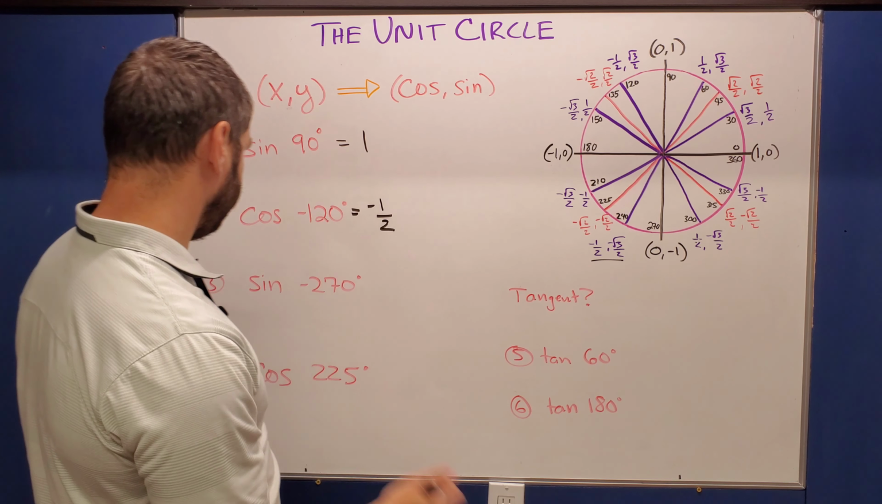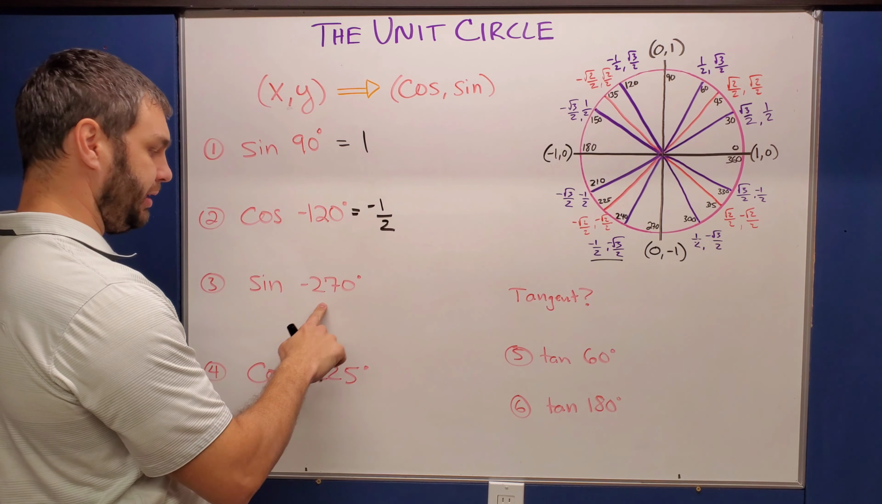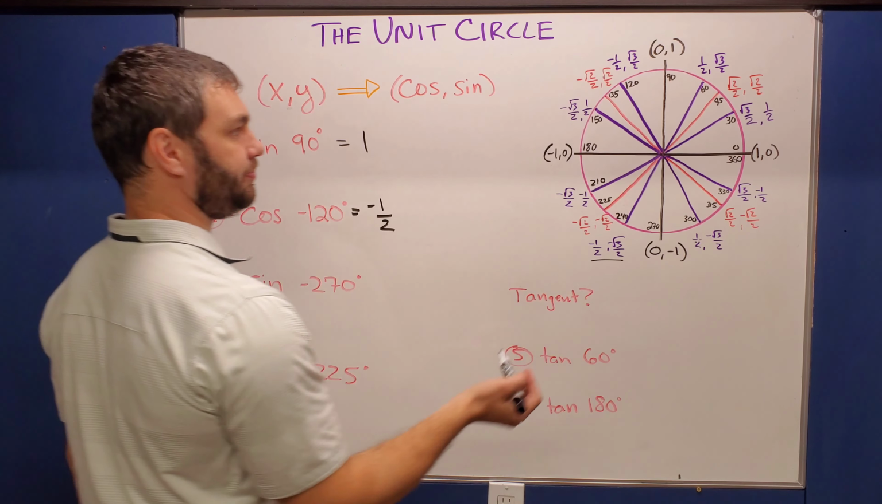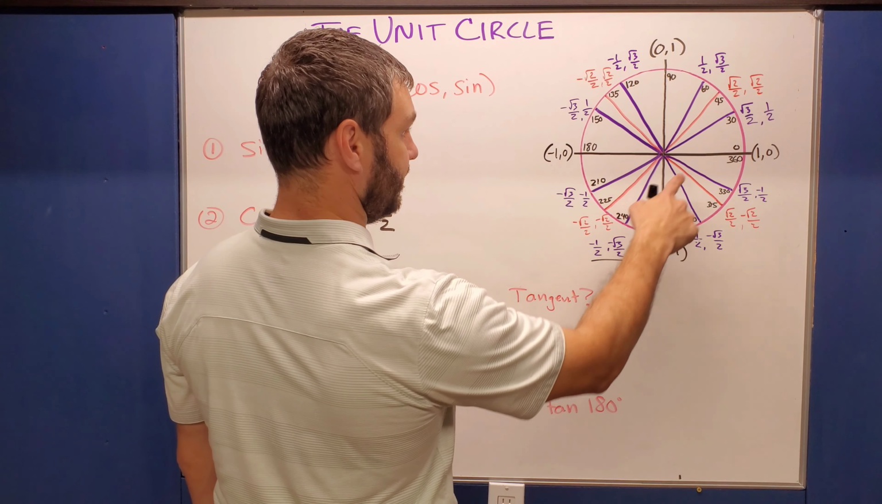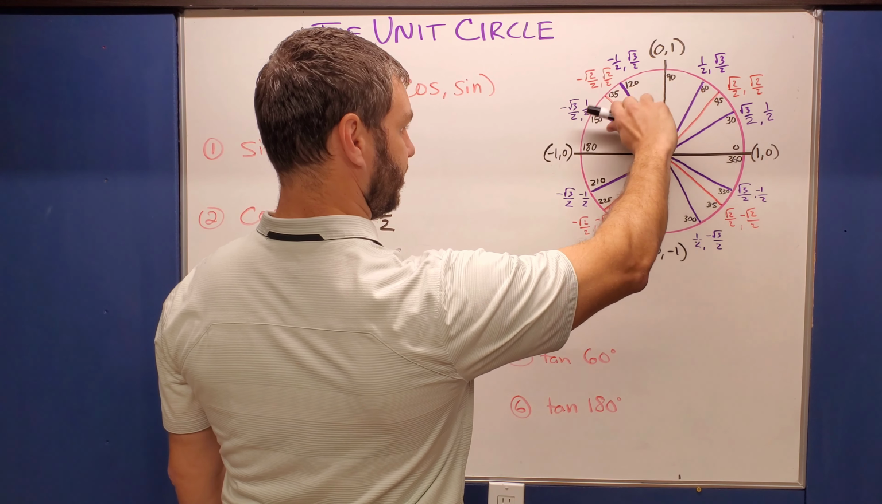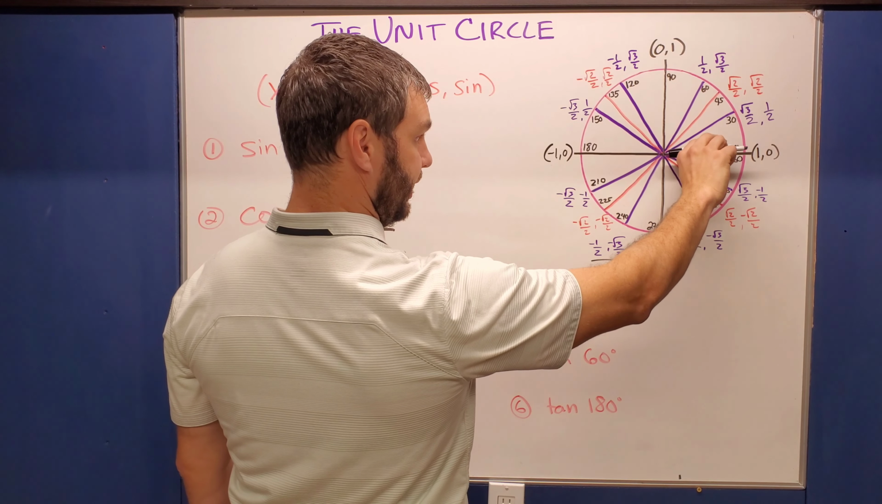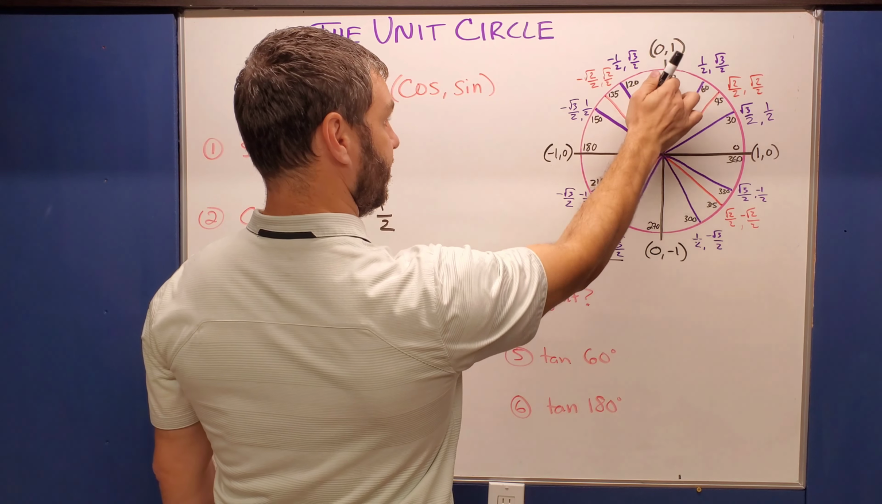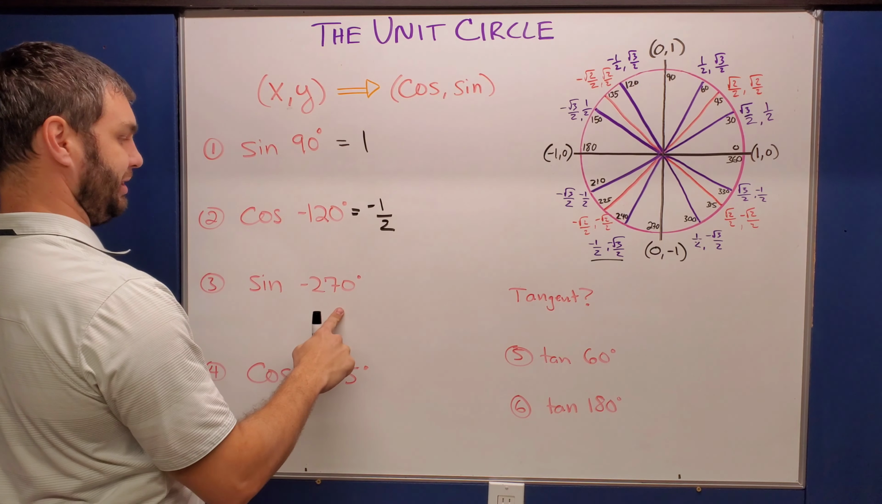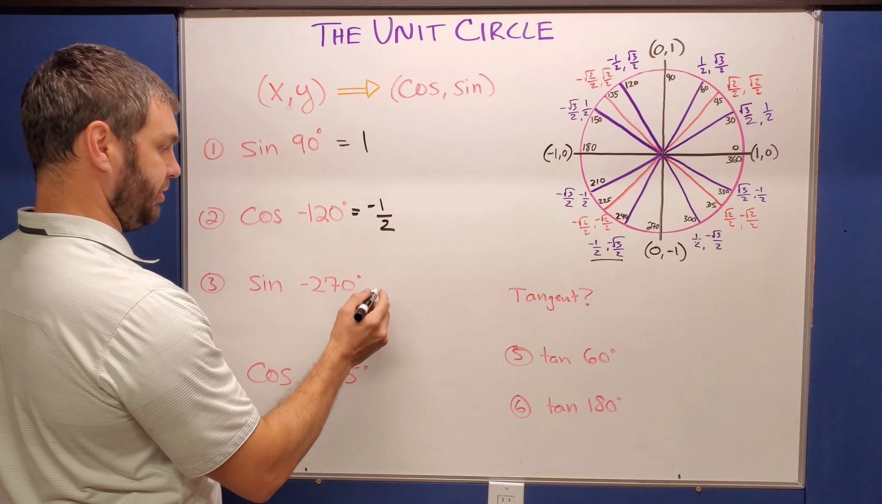All right, let's keep going here. Sine of negative 270. Again, we're going negative the other way. And so positive 270, if you think about this, is going this way, counterclockwise down to 270. So negative 270 would be up the other way, up here. And that's actually going to be the same thing that we had as sine of 90. So it's also going to be 1.